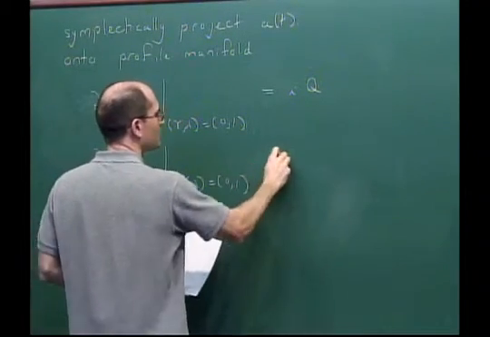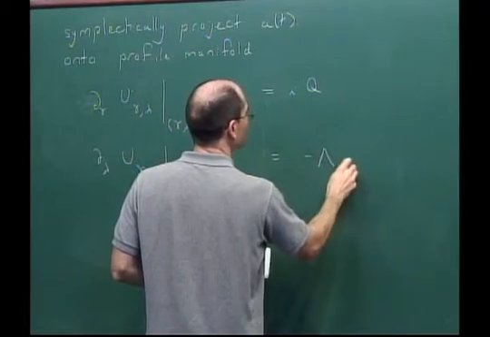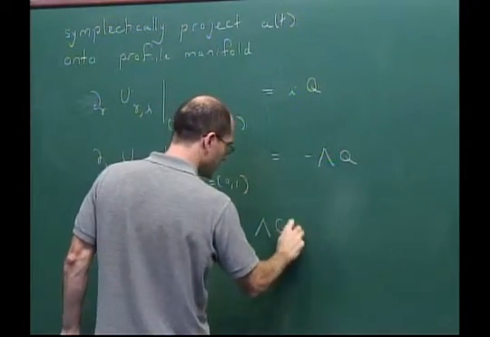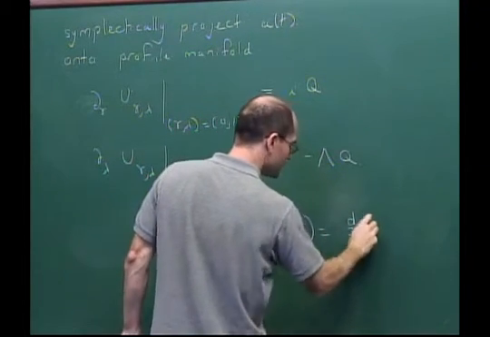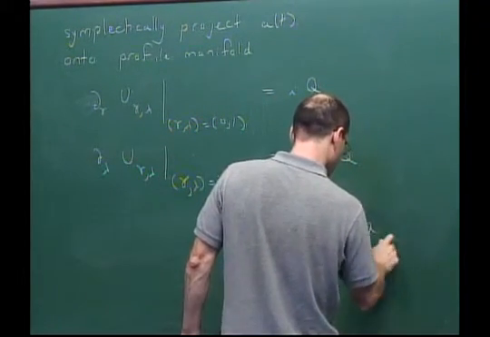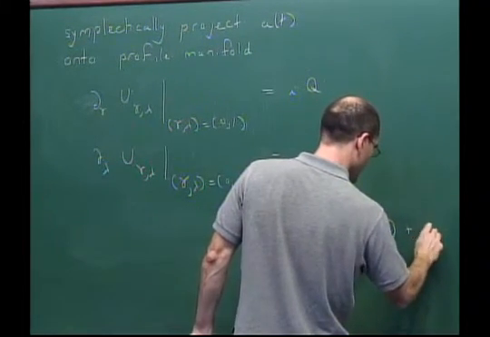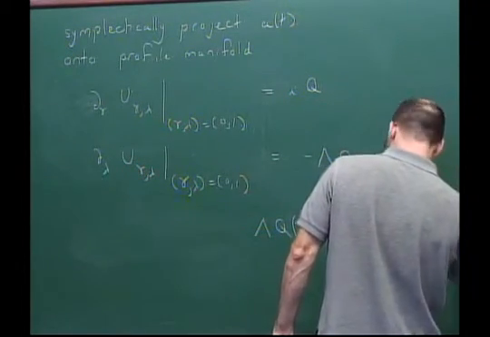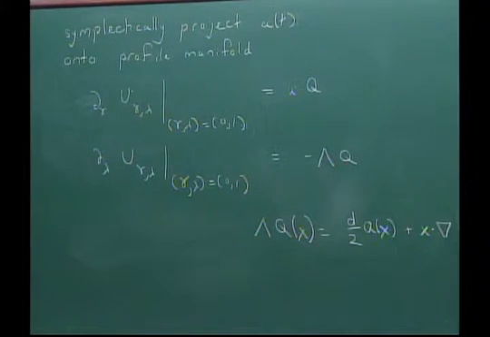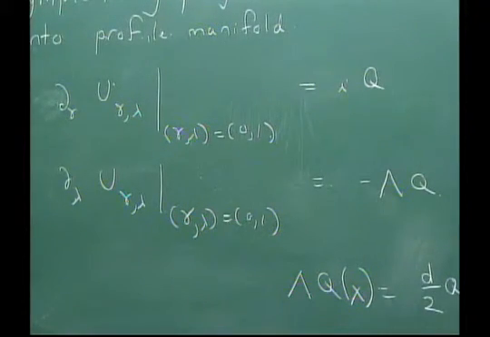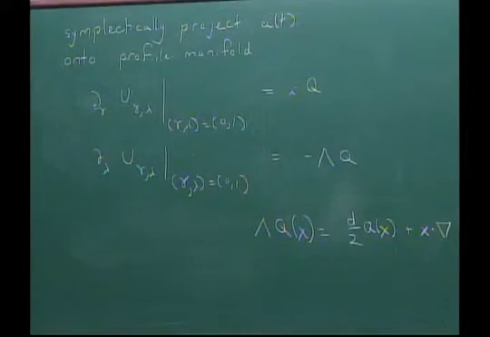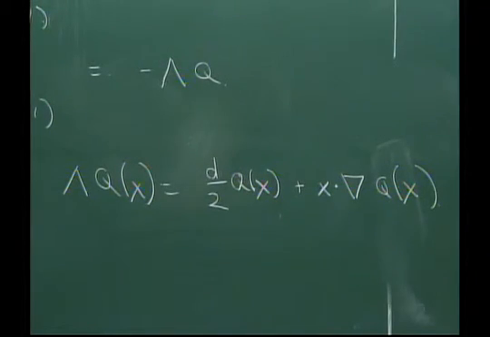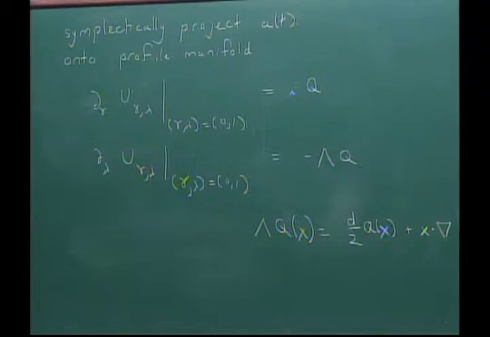then you get what we usually write as capital lambda Q, where that is the operator that gives you d over 2 Q plus x dot gradient of Q of x. So I have to differentiate with respect to lambda. There's a lambda on the outside and lambda on the inside, so you get two terms. So there's two directions, two tangent directions we've identified, but it turns out we're missing two others.